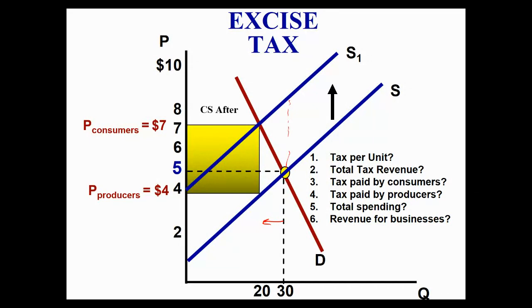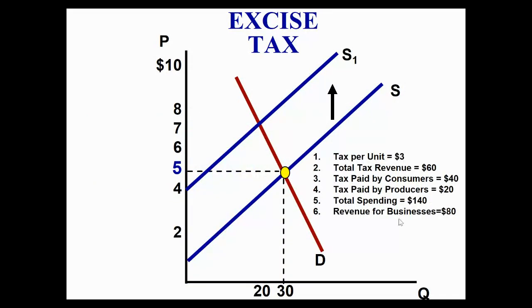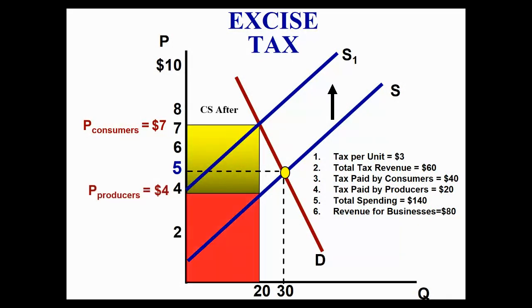There's a consumer surplus after taxes, right? There is the revenue that the producers will be receiving. So essentially, the tax per unit was $3. The total tax revenue was 60. The taxes paid by consumers were 40. The taxes paid by the producers were 20. The total spending was 140, and the revenue to the businesses was $80. So we can see it all again here.